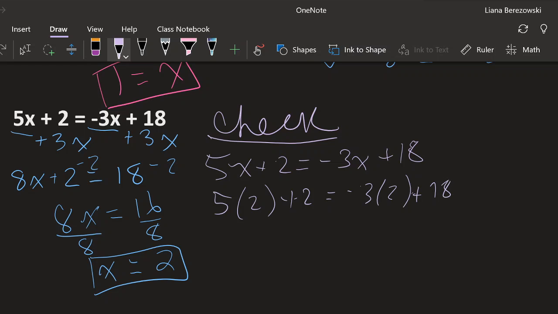So remember your rules of BEDMAS. You have to do your multiplication first. So 5 times 2 is 10. Oh, wow, I can't read my own writing. 10 plus 2. And then on the right side of the equation, I have -3 times 2, so a negative times a positive is going to be -6 plus 18. Okay, 10 plus 2 is pretty easy, that's just going to be 12.